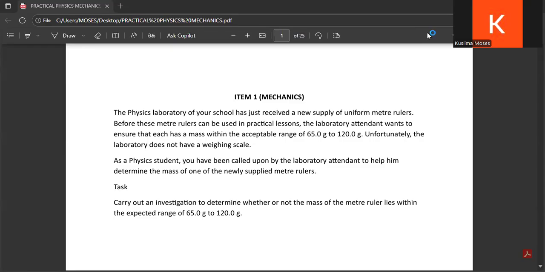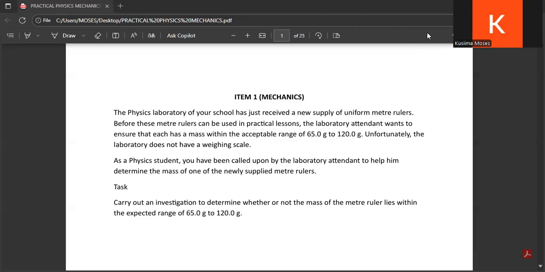Teacher of physics and mathematics at all levels, that is O level and A level, but I have majored so much in physics. So today we are going to be discussing paper 2 in physics O level.